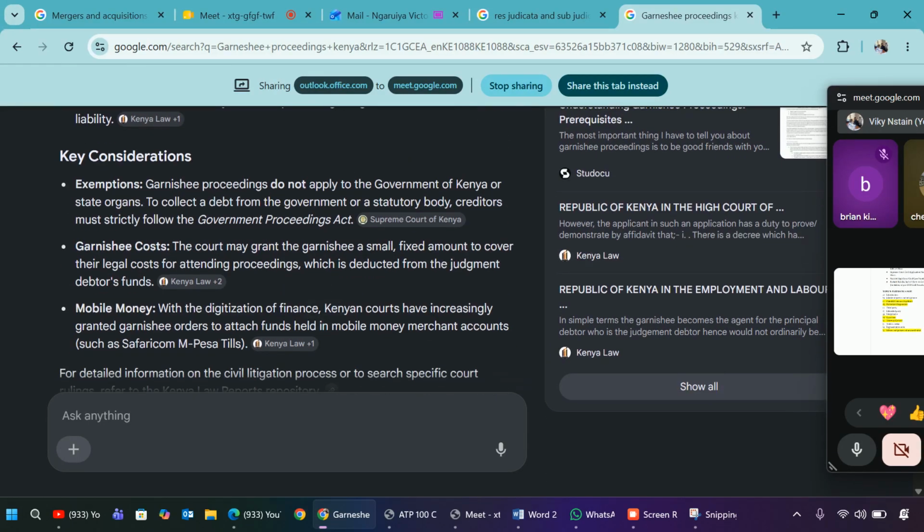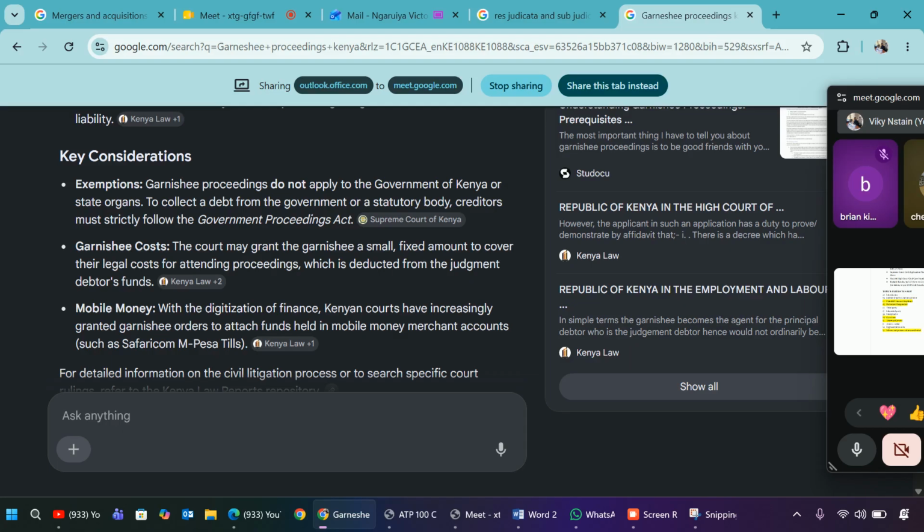What are the various exceptions that you have to take note of? Garnishee proceedings do not apply to the government of Kenya or state organs. To collect a debt from the government or a statutory body, creditors must strictly follow the Government Proceedings Act. Garnishee cost: the court may grant the garnishee a small or fixed amount to cover their legal cost for attending proceedings, which is deducted from the judgment debtor's funds.